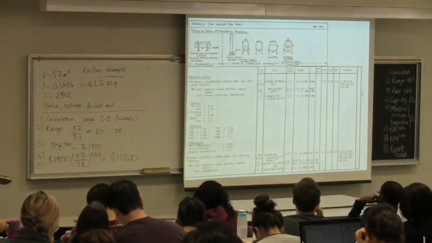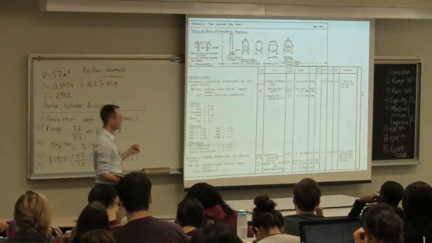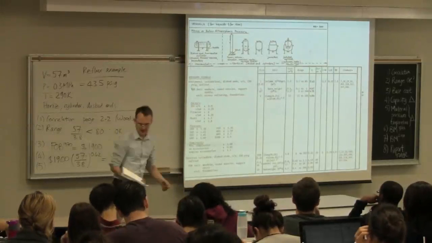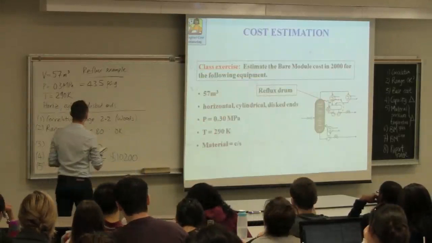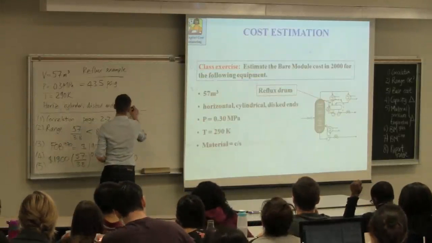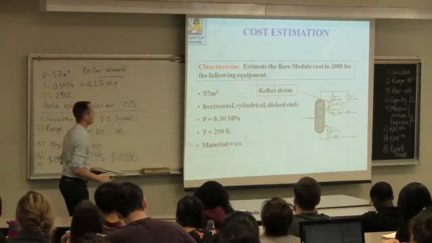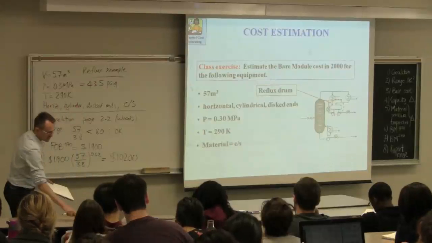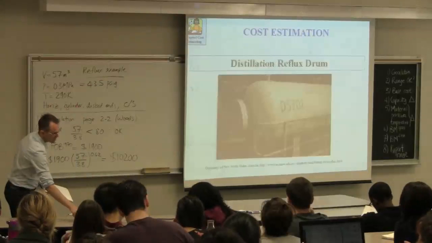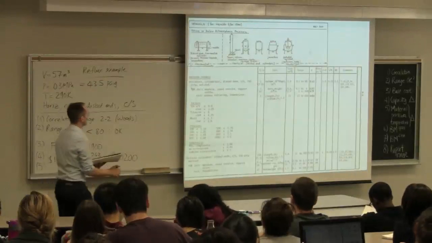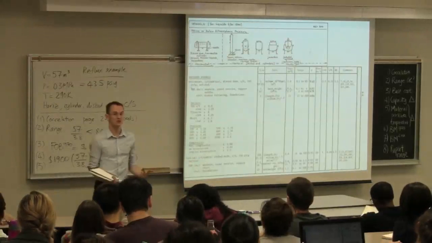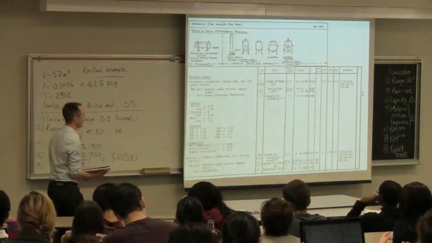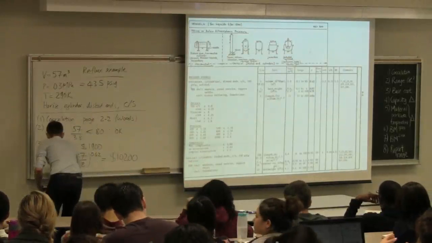So step 5, the adjustment for materials. We had that up here, so I didn't write it up. We're looking at carbon steel, so horizontal cylindrical reflux drum, that matches the base case. So we don't need to adjust for materials, we don't need to adjust for pressure, we don't need to adjust for temperature. So step five here in this case is not applicable.